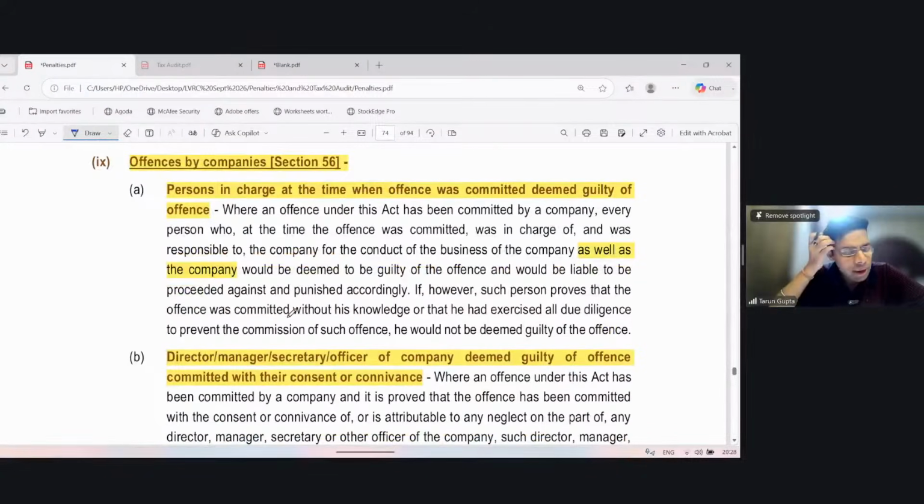Similar to income tax, if the offense is committed by a company, then the person who was in charge at the time when the offense was committed shall also be deemed to be guilty of the offense along with the company. However, if such person proves that the offense was committed without his knowledge and that he had exercised all due diligence to prevent the commission of such offense, he will not be deemed guilty. So he can prove in his defense.